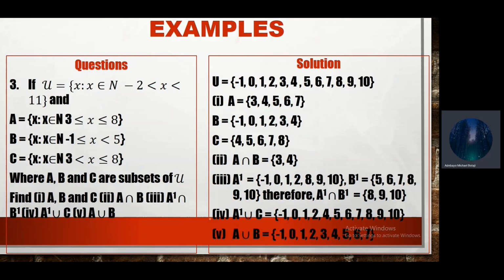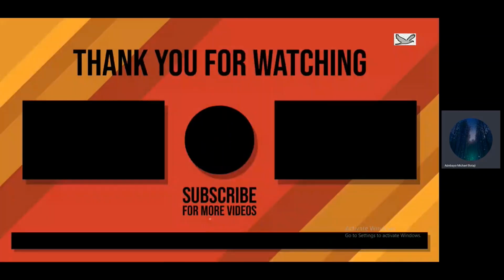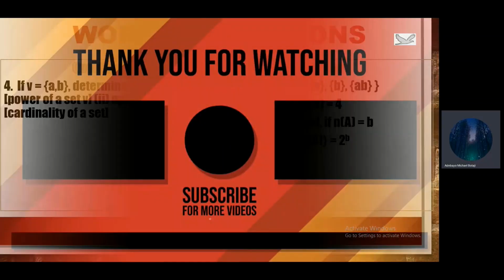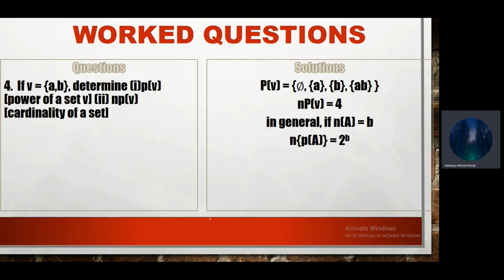So let's move on to our next example before we come to the end of this class. Now look at this fourth example. It says if V equals A and B, that means the elements of our set V are A and B. Determine the power of V. You see, when we have something like P(V), it means the power of V. Now you see, that's the power of set V. And find also n(P(V)), that means the cardinality of the power of our set V.